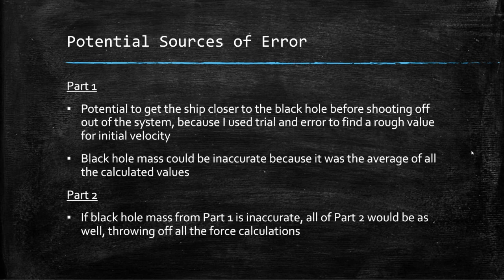The black hole mass could be inaccurate because it was found by just taking the average of all the calculated values, and the real one could have been any of the values, not just the average. For part two, if the black hole mass was inaccurate, then so would everything in part two, because everything in there depends on that mass being correct.